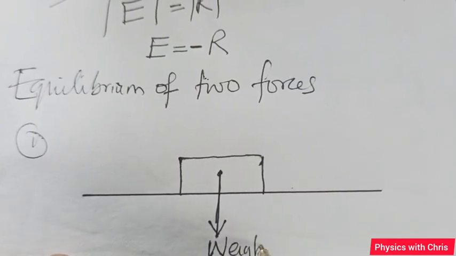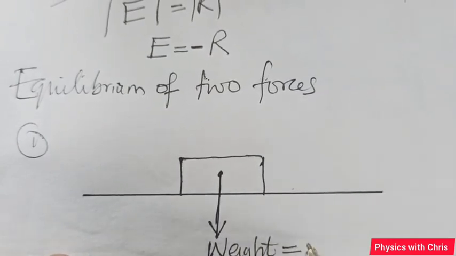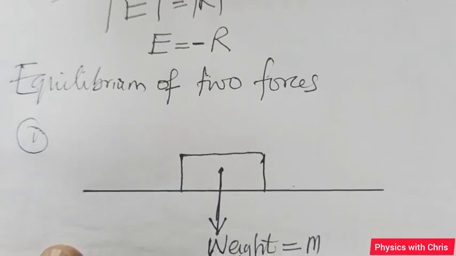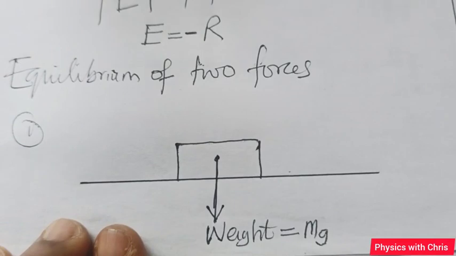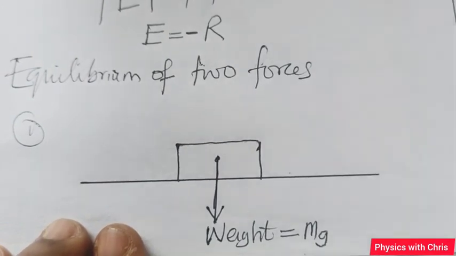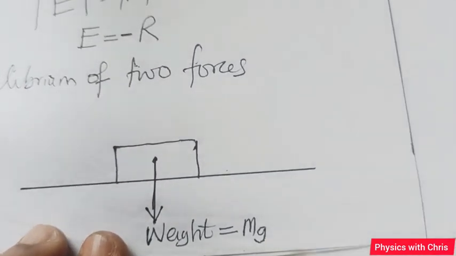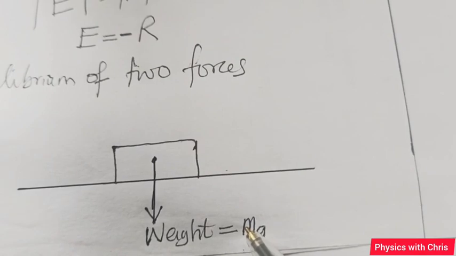And then how do you calculate the weight of a body? It is defined as a product of the mass of the body and acceleration due to gravity. So if I'm on the earth surface, g is roughly 10 meters per second squared. I multiply that by the mass of the body in kilogram. That gives me the weight of the body.